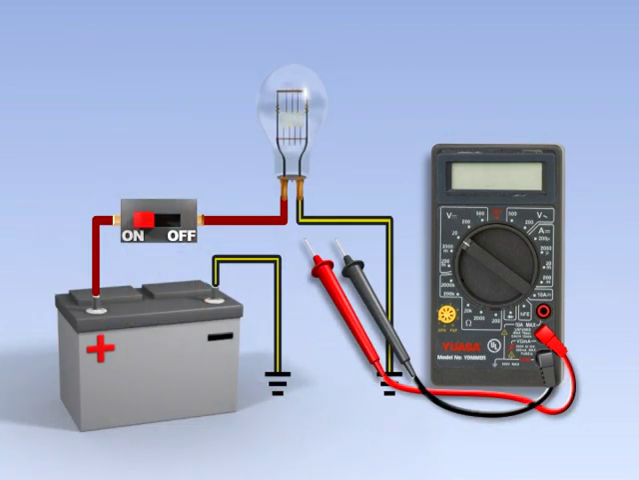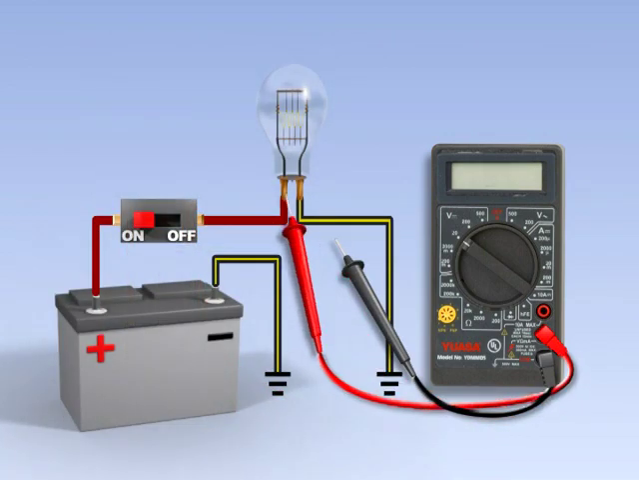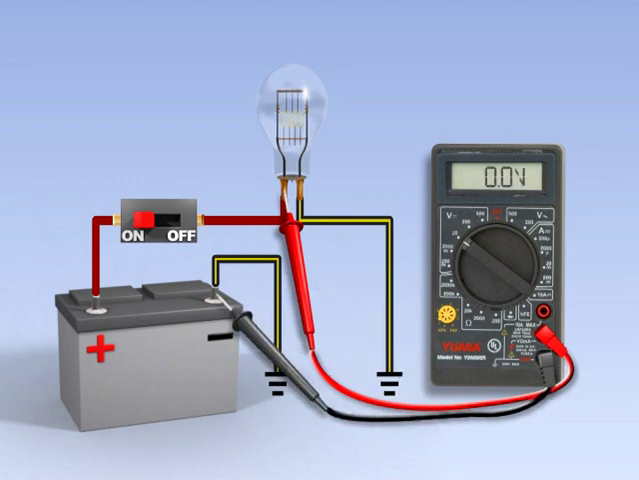If no voltage is detected, connect the positive test lead to the positive side of the component and the negative test lead to the battery ground. If there is still no voltage, the problem exists between the component and the source, in this case, the battery.